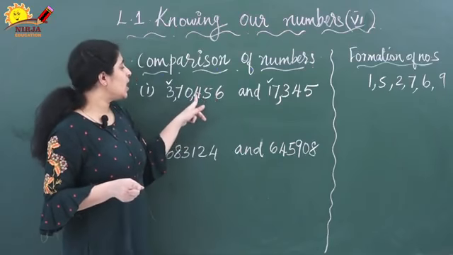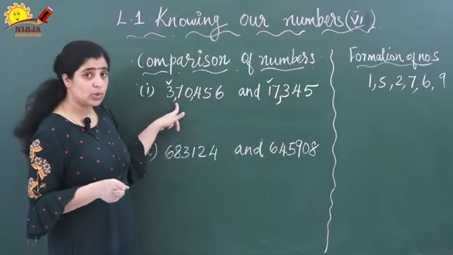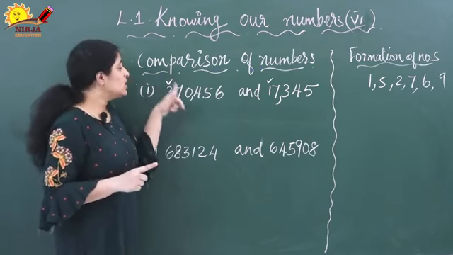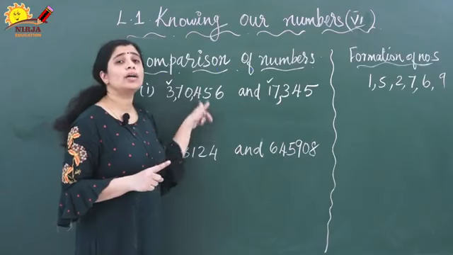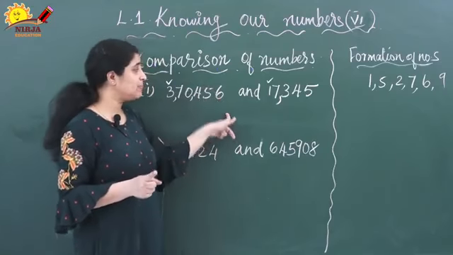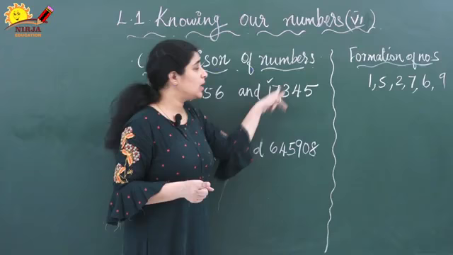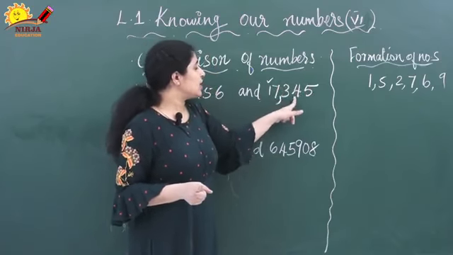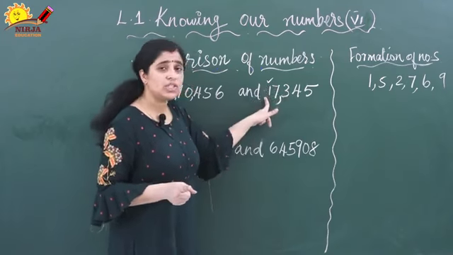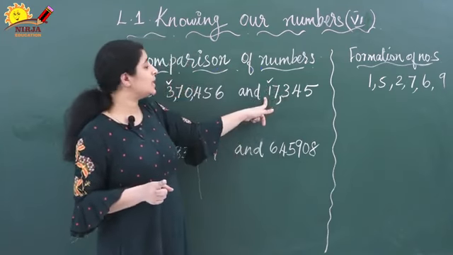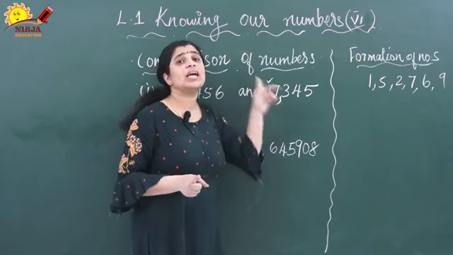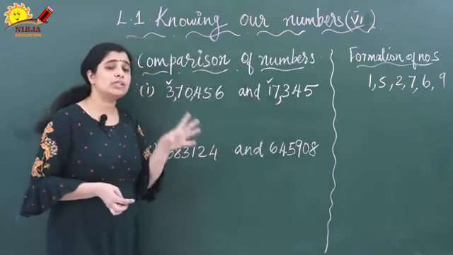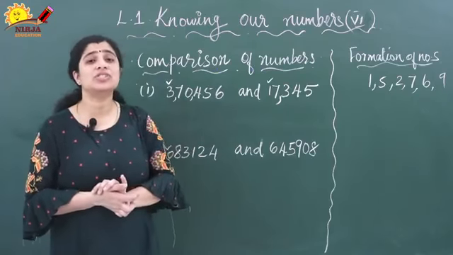1, 10, 100, 1000, 10,000 and lakh. So how can you read this number? 3,70,456. Then how can you read this number? 1, 10, 100, 1000 and 10,000. You can read this number as 17,345. To compare a number, first you have to see how many digits are there.